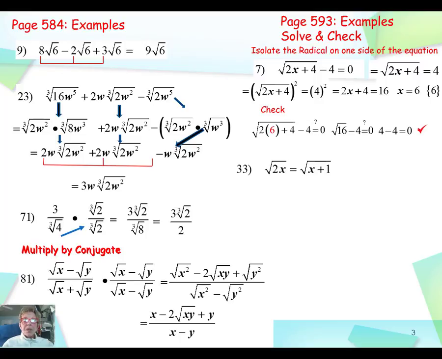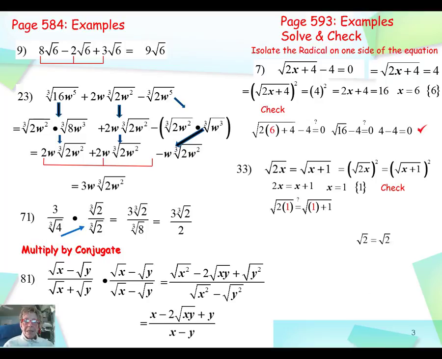Our next example is 33, and this one's even easier. Because we have a radical on both sides, all I have to do is square both sides. That eliminates my radicals. I have 2x equals x plus 1. Solve that, and I get x equals 1. Now I'm going to check that by plugging in the 1. And remember, the solution's usually in braces. When I plug that 1 in, I'm going to get that the square root of 2 equals the square root of 2, which is true.